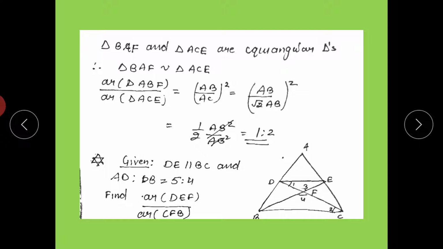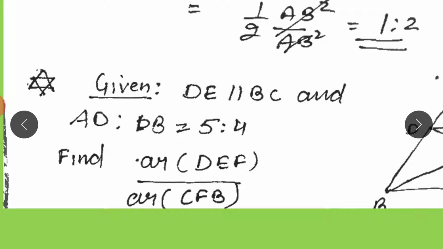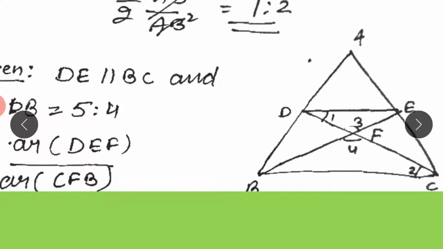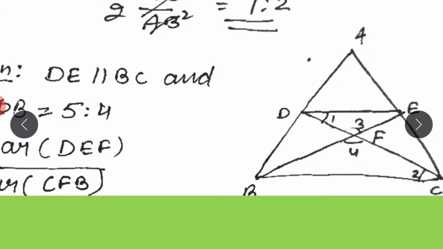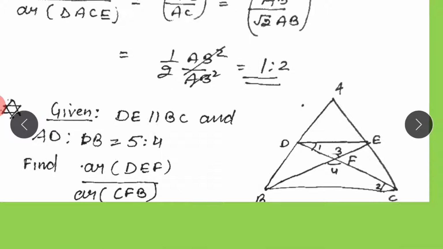So next question, a very important question is this. Given BE is parallel to DC and the ratio AD upon DB is equal to 5:4. We have to find the area of triangle DEF.